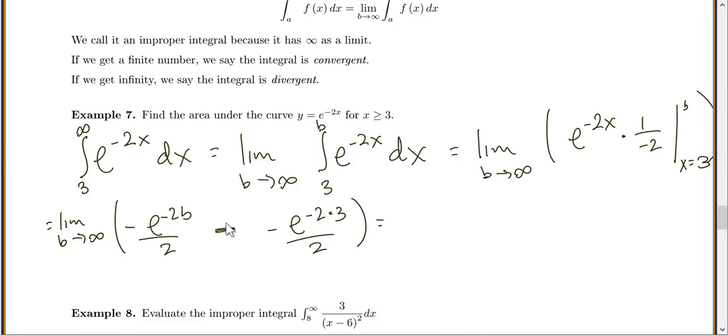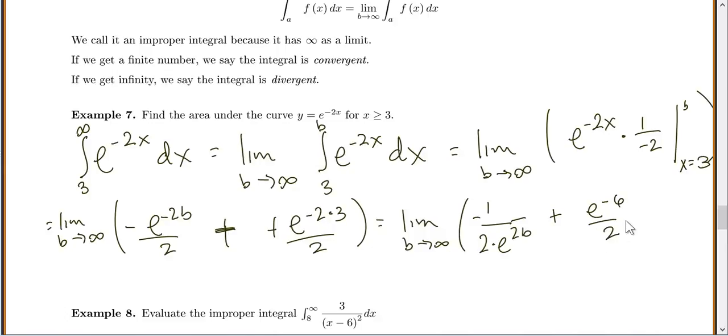Okay, let's see what we can do here. These will become positives, or plus. This e to the negative 2b, let's rewrite this as negative 1 over 2 times e to the 2b. With that negative exponent, we move it to the bottom. Plus e to the negative 6 over 2. And we can go ahead and move that to the bottom as well. So 1 over 2 times e to the negative 6.